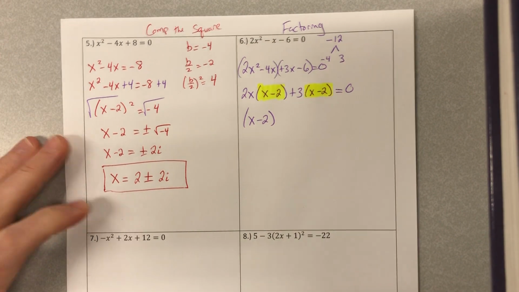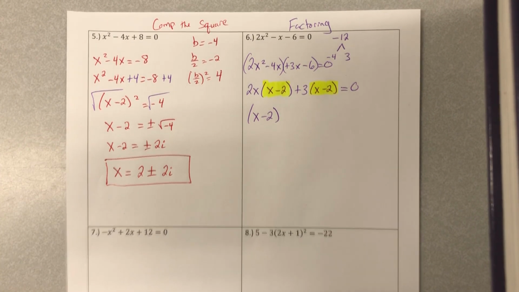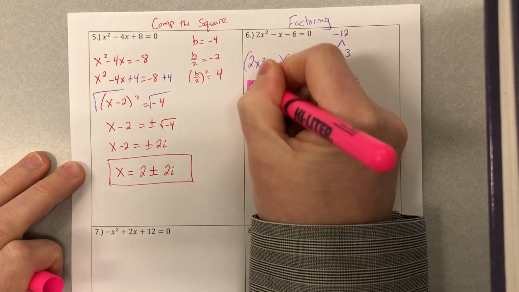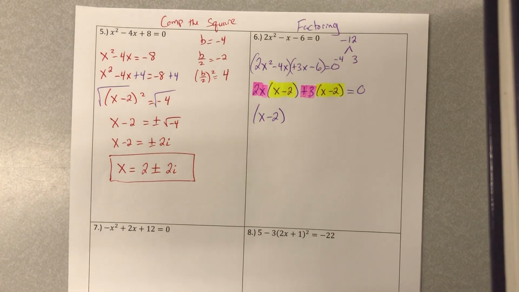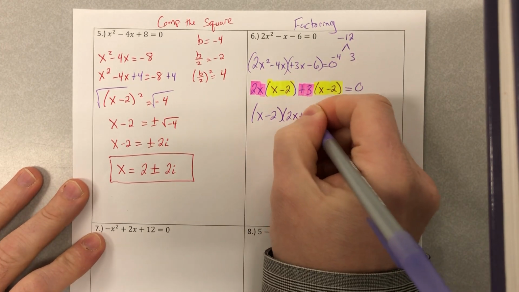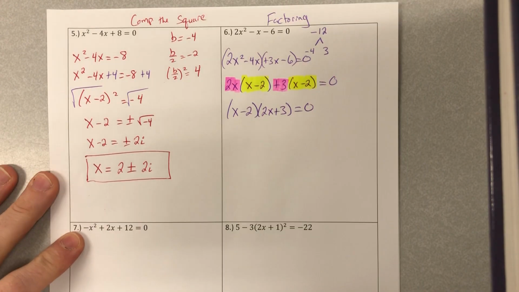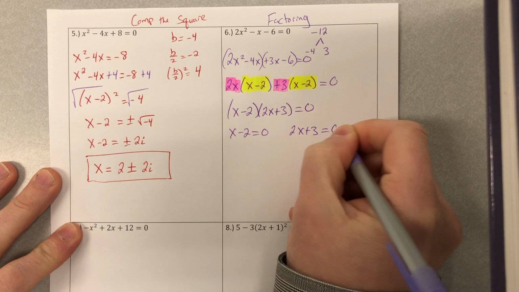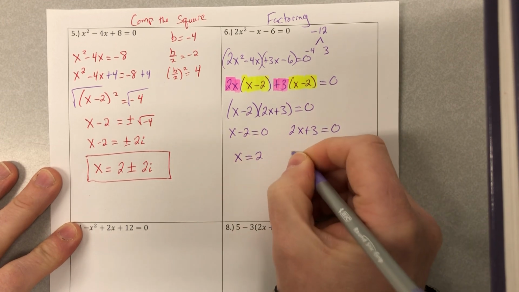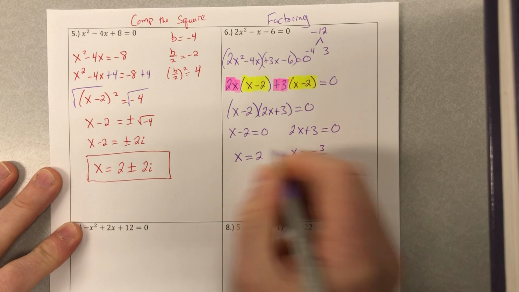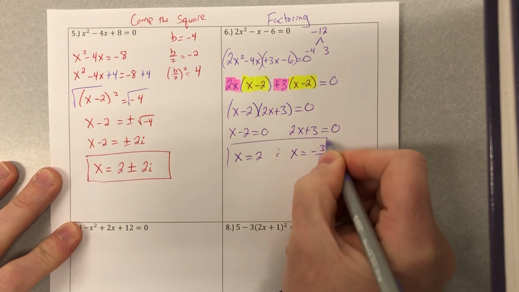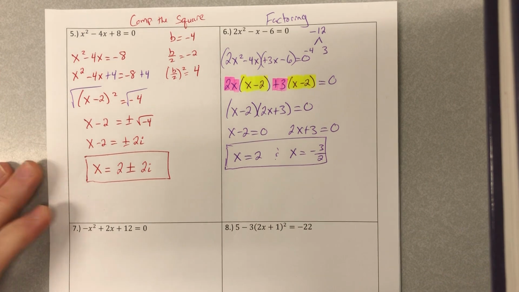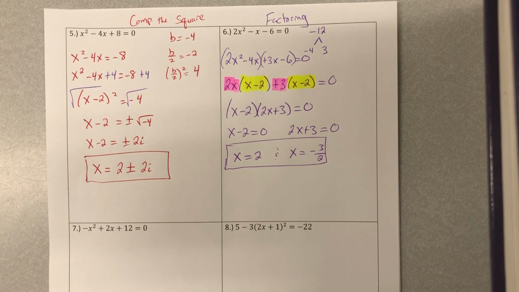x − 2, and let me just grab this other highlighter, 2x + 3. So that is our other parentheses. We would then use the zero product property, and we would say x equals 2 and x equals −3/2. Okay. Now, please understand, for some of these, you can use different methods to solve them. I'm just trying to use the ones that can save us the most time.